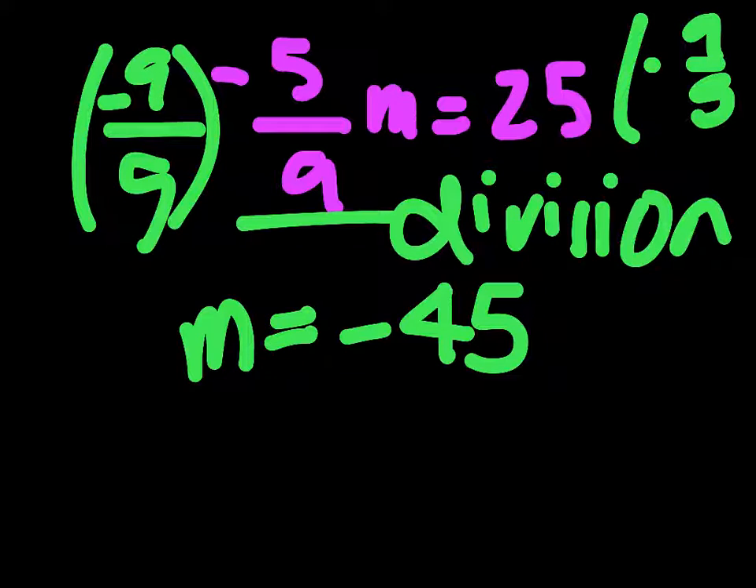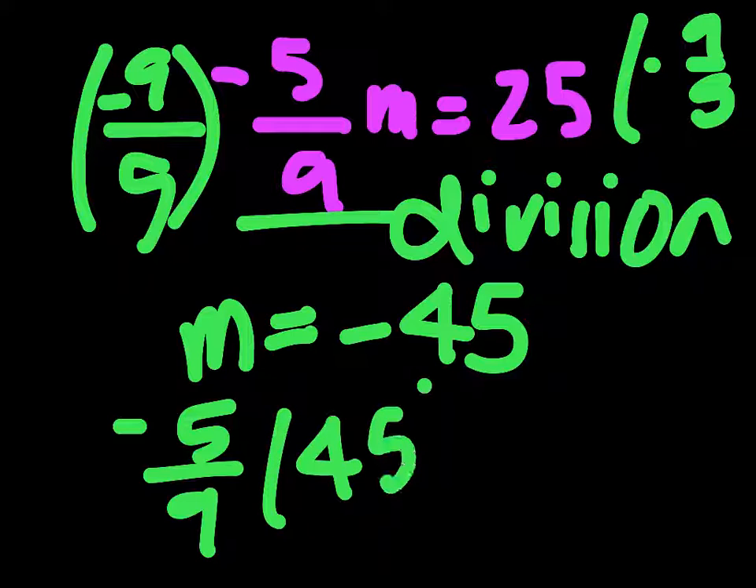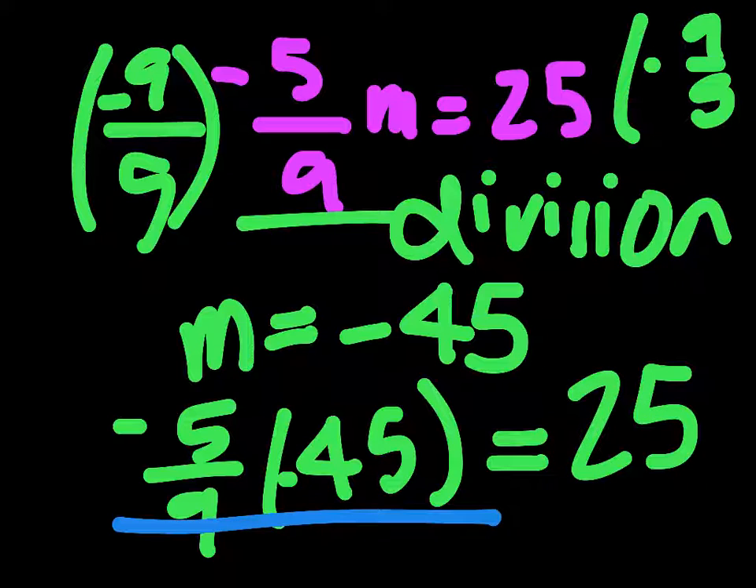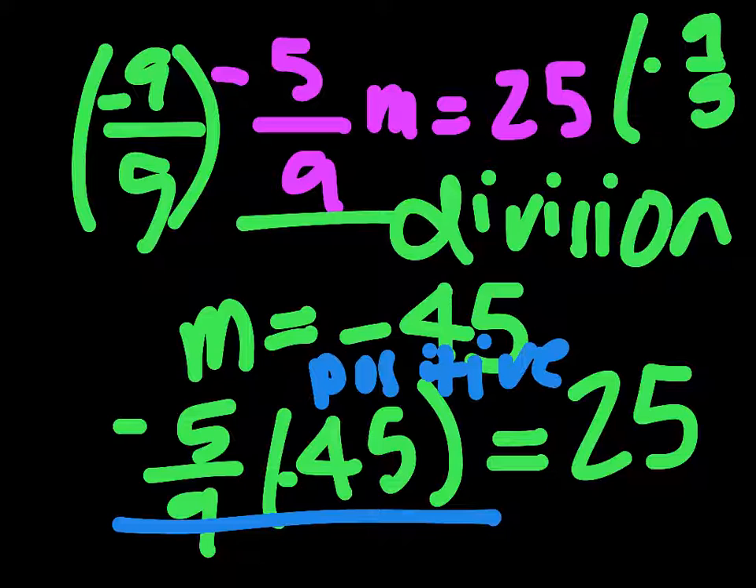So let's go ahead and check. Negative 5 over 9 times negative 45 equals 25, because these are the same sign, and we learned that same sign equals positive numbers in multiplication and division. So that's why we have positive 25. Alright, well this checks out.